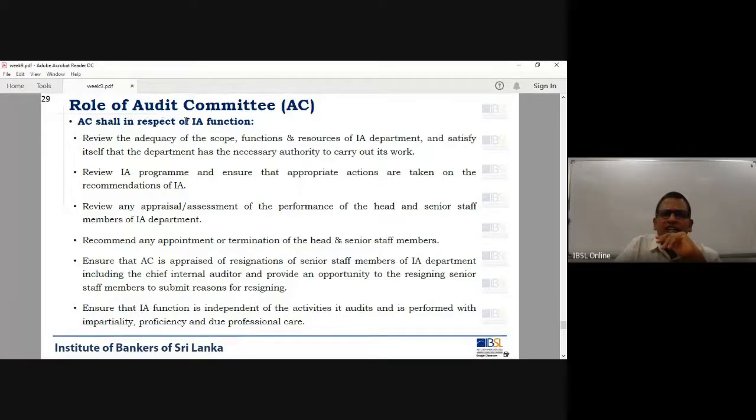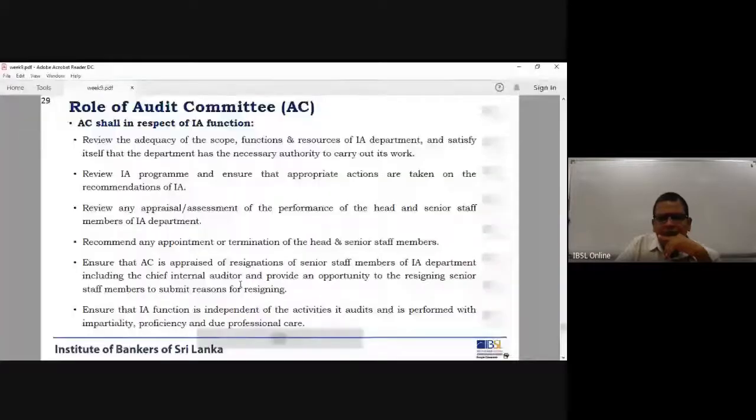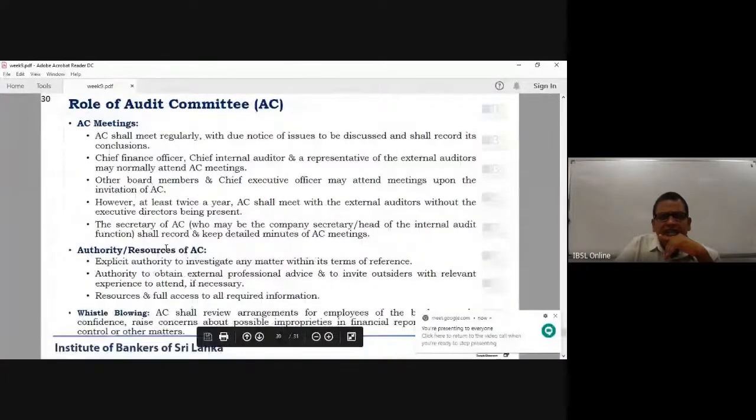The audit committee shall, in respect of the internal audit function, have certain roles and responsibilities related to that. I think you can just understand it. And then the other slide is the role of the audit committee.